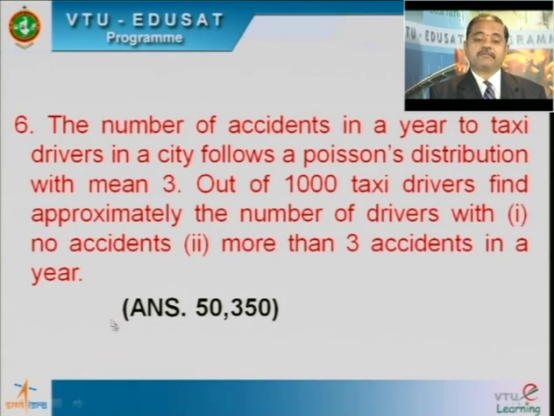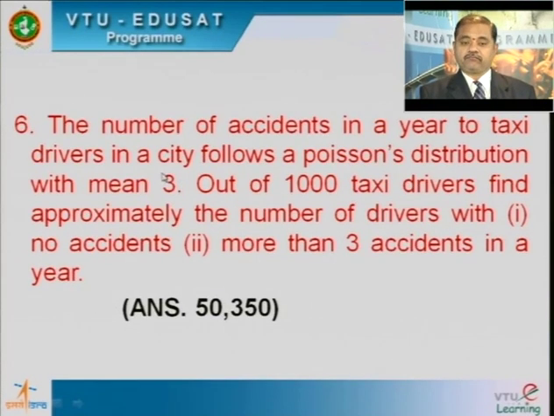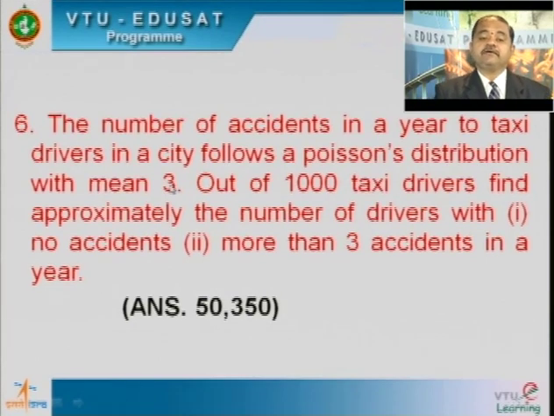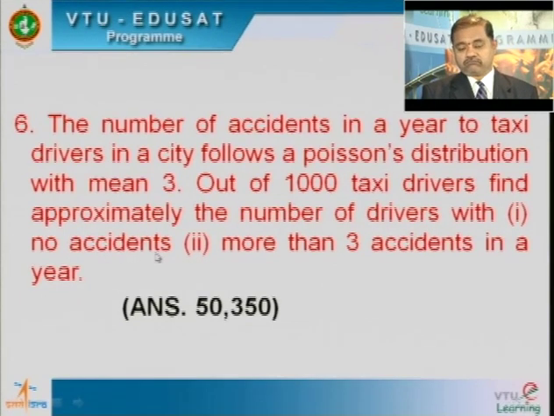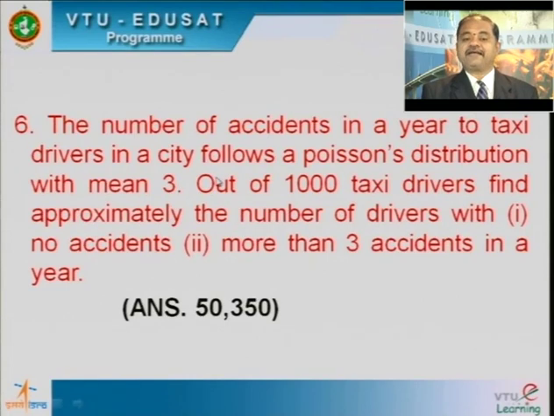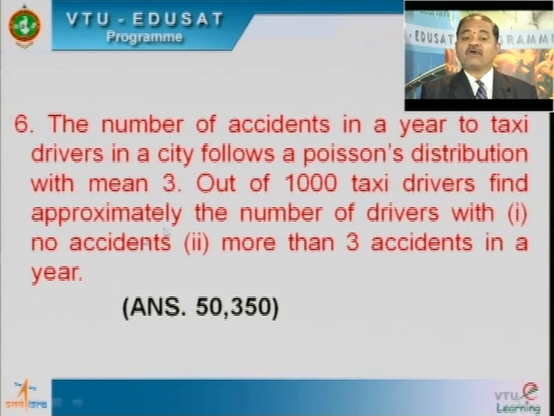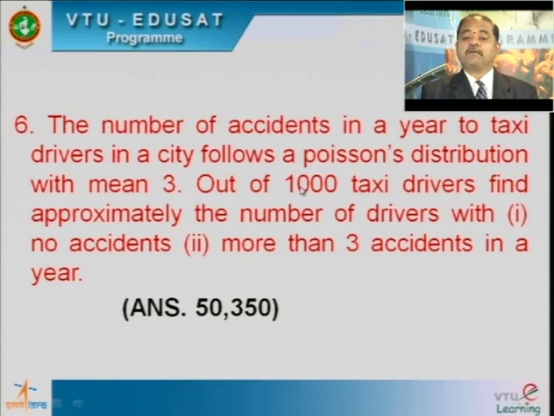That is why here I have not mentioned the lambda value. It is directly given, lambda is equal to 3, the mean. Write it: e power minus 3, 3 power x by x factorial. First question, no accidents, put x is equal to 0. You will get e power minus 3, that is all. 3 power 0 is 1, 0 factorial is also 1. Calculate that answer. To find the number of drivers, multiply by 1000, you will get 50 as the answer.